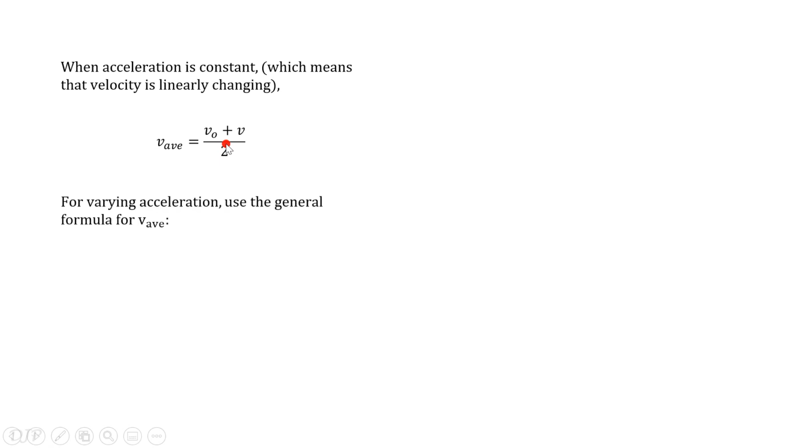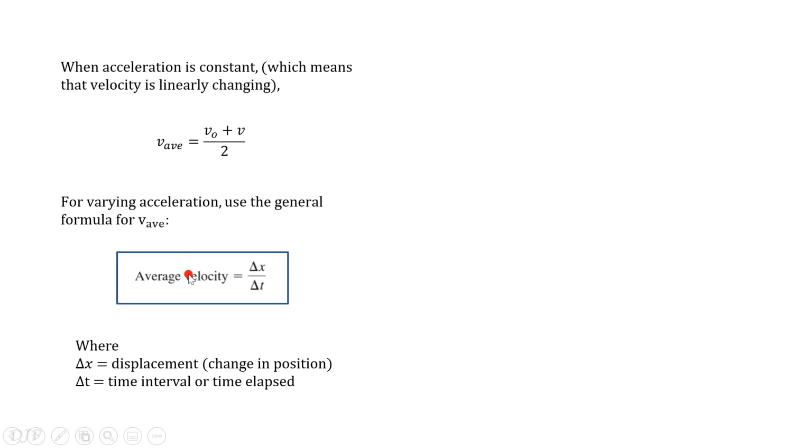A while ago, you learned that when the acceleration is constant, you may use this formula. But how about for varying acceleration? In that case, use the general formula that we first discussed for average velocity, which is average velocity is equal to displacement over time interval.